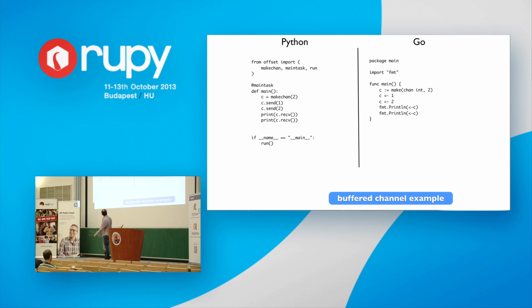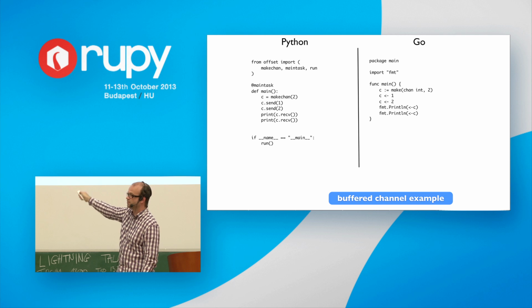To be clear, here is an example. Again, on the left, Python, on the right, the Go code. Here we are creating a channel with a buffer of size 2. We send 1, we send 2 without blocking this time, and we receive 1 and receive 2 and print the results. Very easy, and the same in Go.